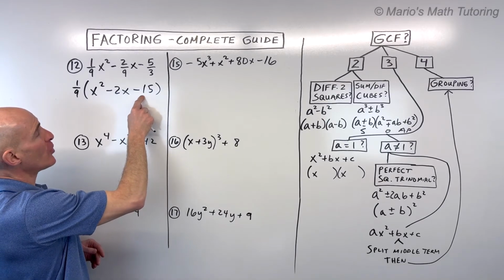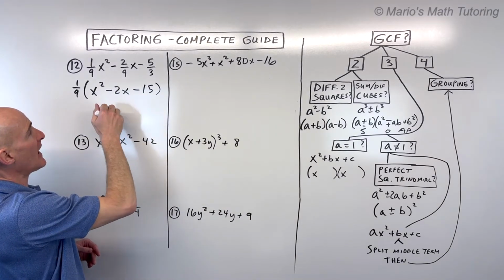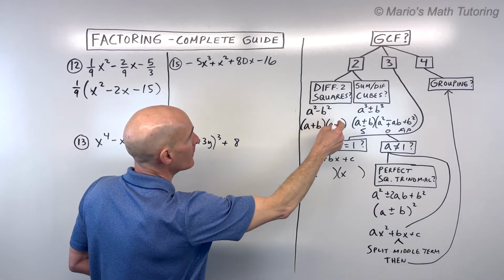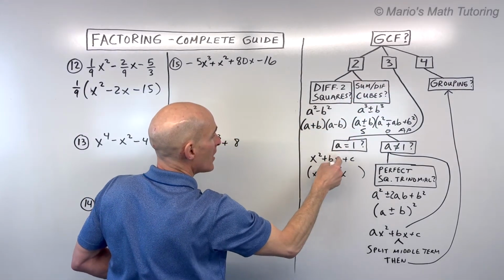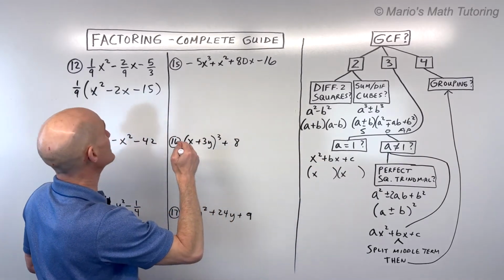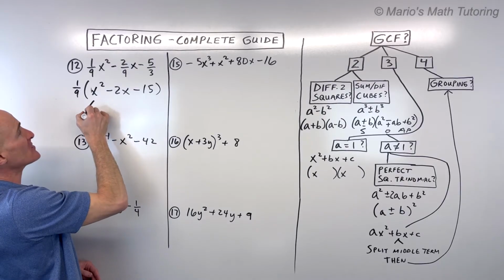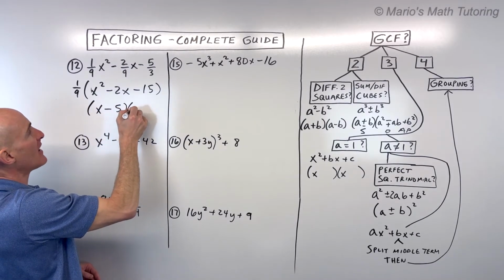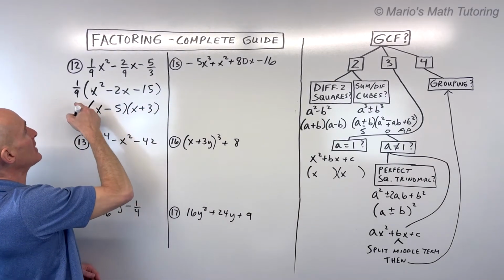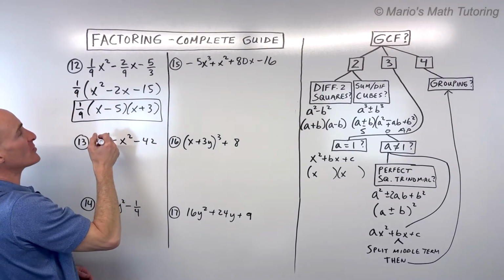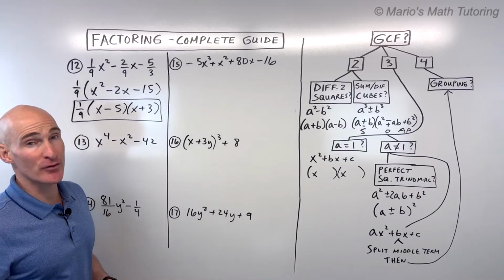Are there two numbers that multiply to negative 15 and add to negative 2? Because notice this leading coefficient's 1. It's a trinomial, right? And a equals 1. So we say what multiplies to c but adds to b? That's going to be negative 5 and positive 3. So this is going to factor as x minus 5, x plus 3, and make sure you bring down that 1/9. And that's fully factored. Again, you always want to look to see if you can factor further.